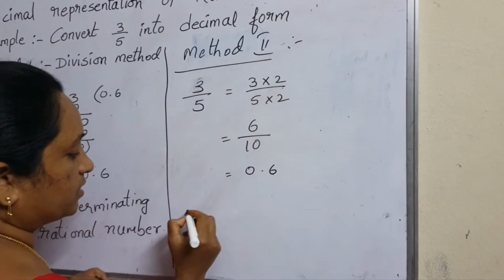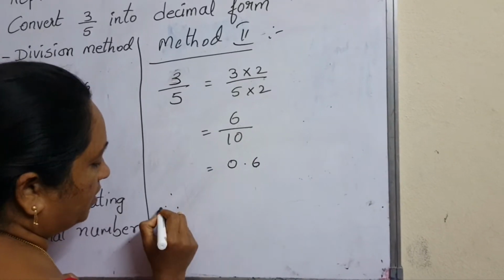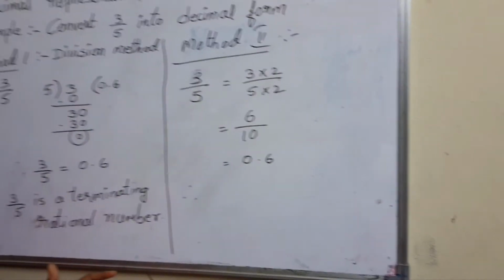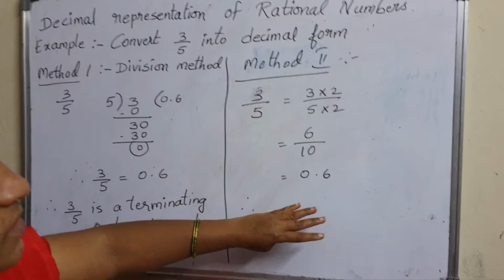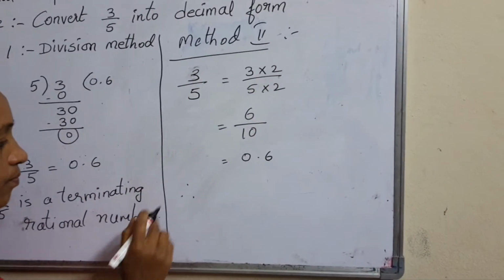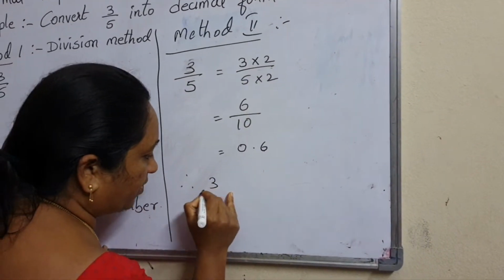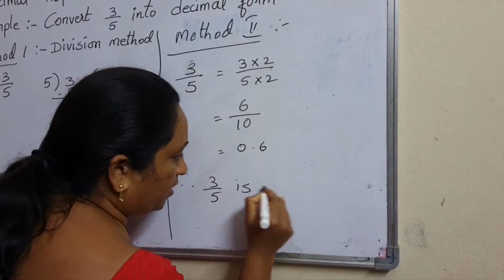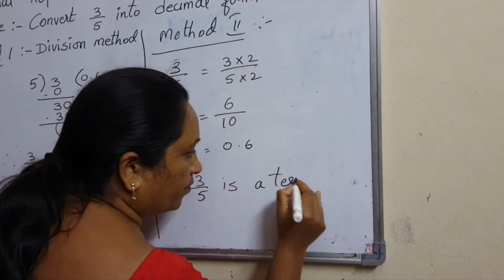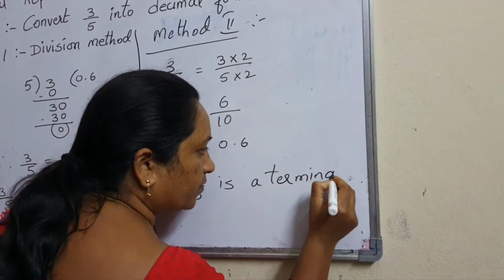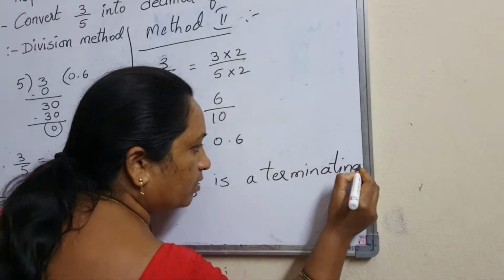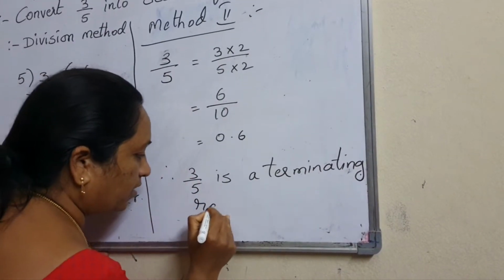Here, as we have already learnt in our earlier classes, 6 by 10 is nothing but 0.6. So this is a conversion of a rational number into decimal form. Therefore we can say that 3 by 5 is a terminating rational number.